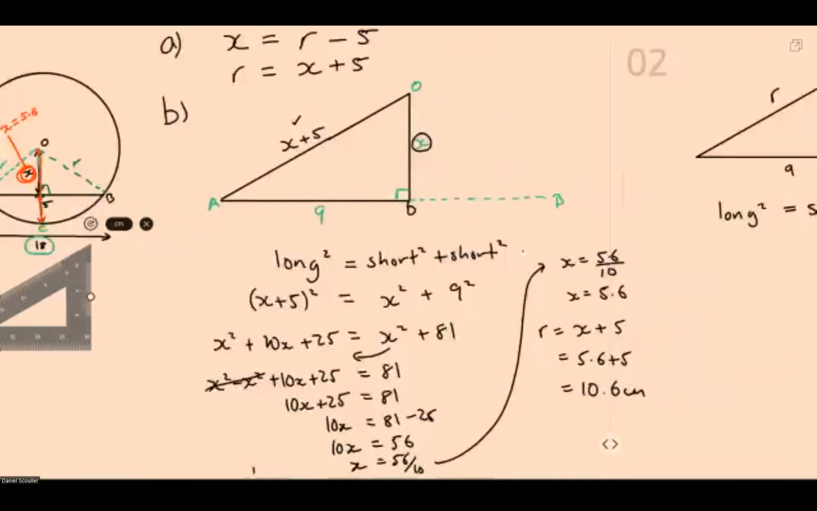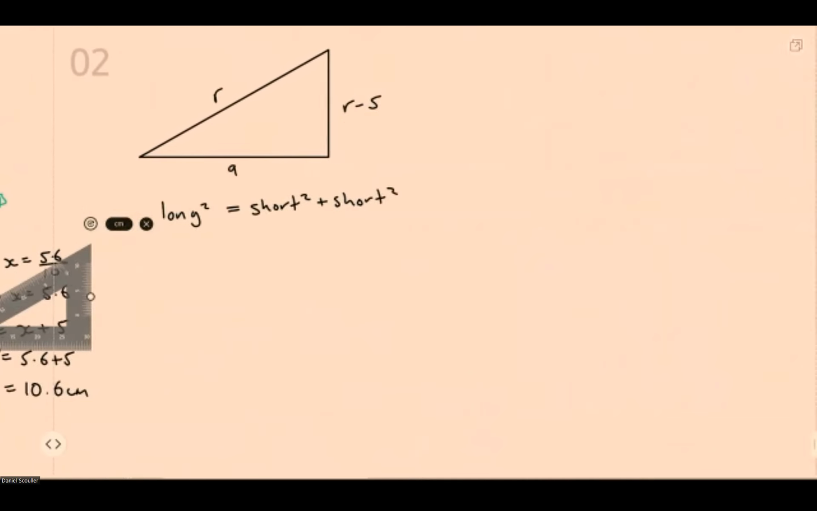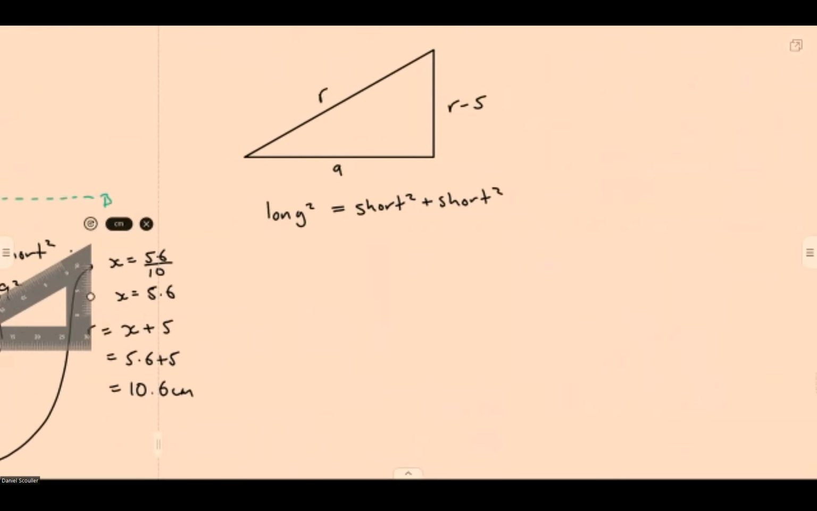So for everyone else's sake, I'll just write that one out. Okay. So long side squared: r squared equals short side squared, which is your (r minus 5) squared plus 9 squared. R squared, what do you have? Minus 10r, and then plus 25, plus 81. Yeah, perfect.